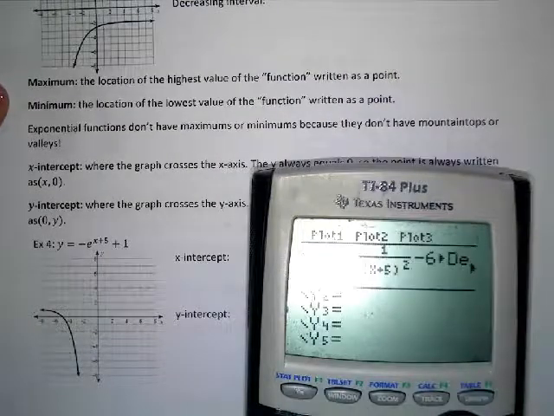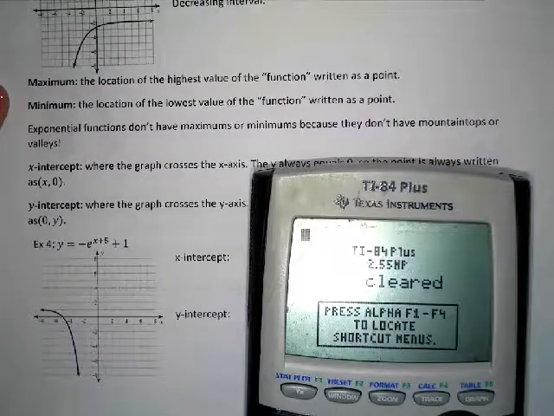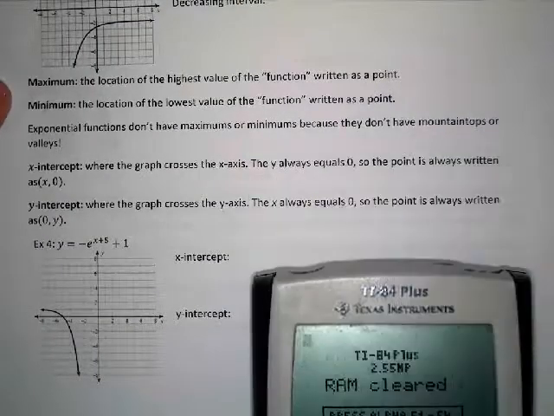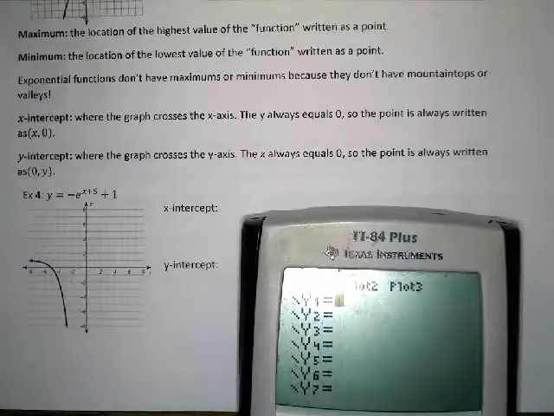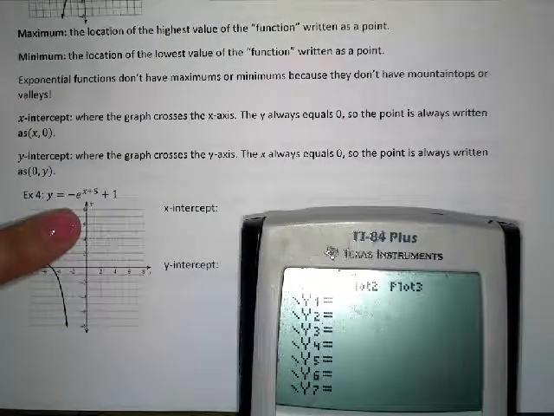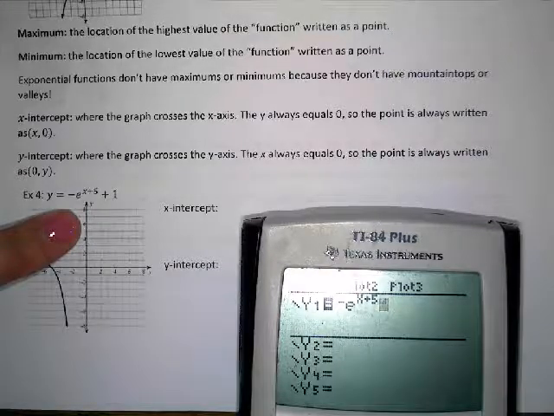So I'm just going to do second plus 712 and get my calculator back to normal. I don't know who used these last in class. I can't remember. So I'm going to type in negative, and then I have an exponent here, so I'm going to do second ln. So I can do the e to the exponent. And then I got x plus 5, and then plus 1.